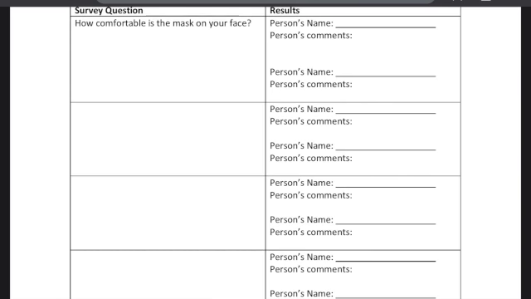Now again, they don't have to put it all the way on. Maybe you didn't design it for their size face. Maybe you designed it for a smaller child. But they could put it up to their face. They can get an idea of how it would fit. Put the person's name. I just need a first name.